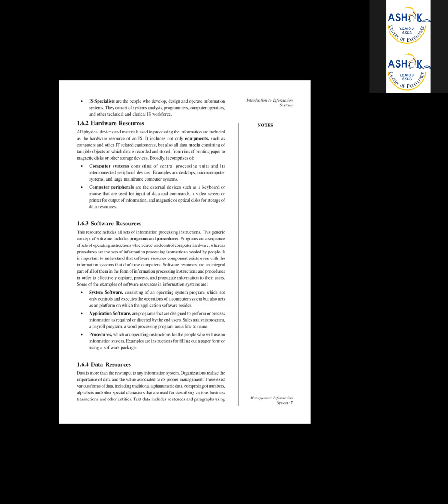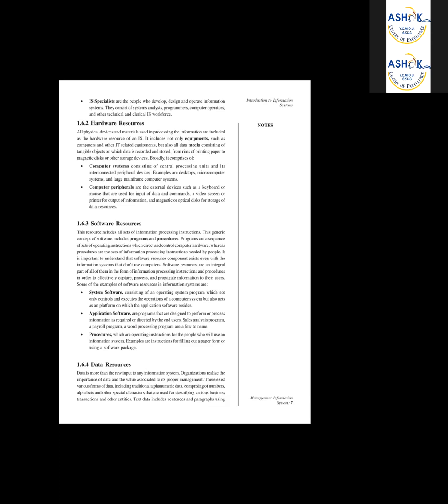Computer systems consist of a central processing unit, CPU, and interconnected peripheral devices. Examples are desktop microcomputer systems and large mainframe computer systems. Computer peripherals are the external devices such as keyboards or mouse that are used for input of data and commands, a video screen or printer for output of information, and magnetic or optical discs for storage of data resources.